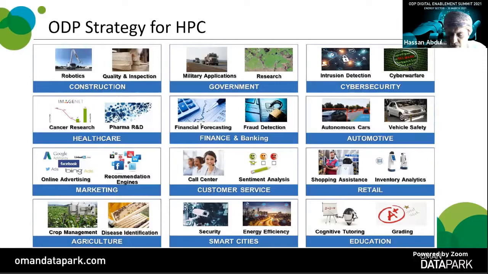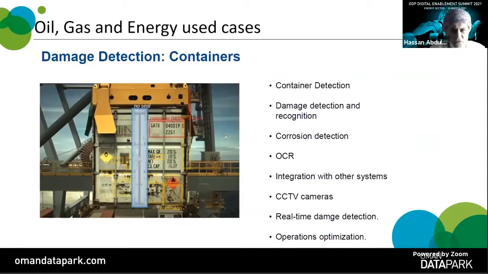Let's talk about an example. Suppose in oil and gas, containers come on board, maybe container-run equipment, and it's barcoded or QR coded. Immediately, the system starts recording and feeding the back office systems with all the information. Damage detection, corrections, OCR, all of these can be done in real time. Of course, this technology is fed by IoT and cameras in order to facilitate the HPC on hardware delivery or equipment delivery.